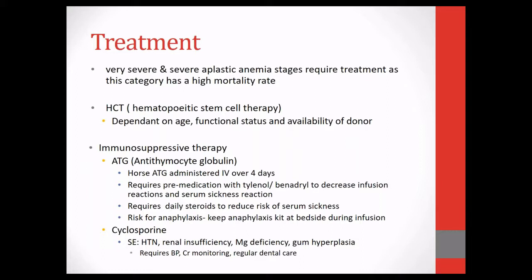The treatment of aplastic anemia depends on the severity and if it's not severe. Very severe and severe aplastic anemia stages require treatment, as this causes a very high mortality rate. So patients can undergo a stem cell transplant depending on their age and if they're in good health. For those greater than 50 years of age, we usually initiate immunosuppressive therapy, including ATG, which is anti-thymocyte globulin, and this is horse ATG that's administered IV over 4 days.